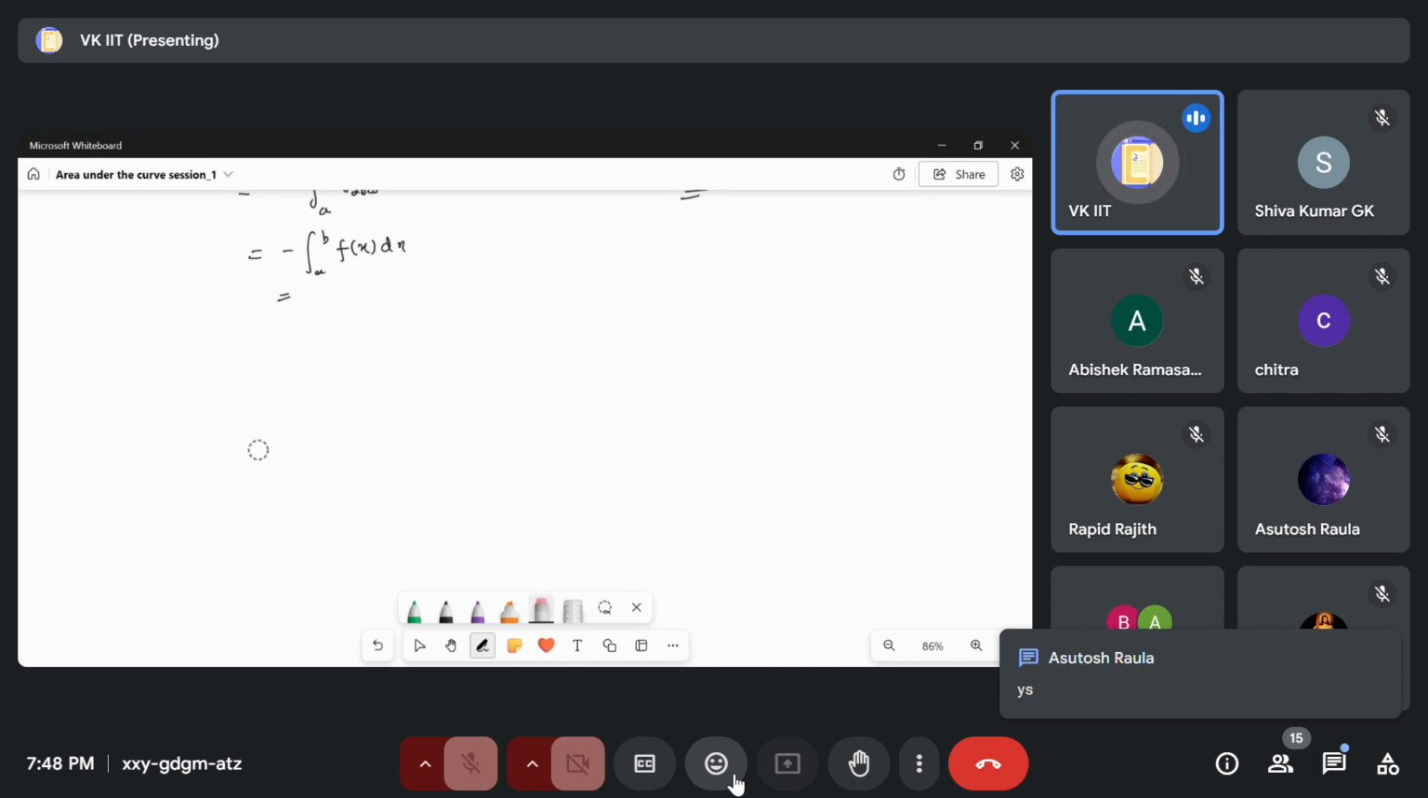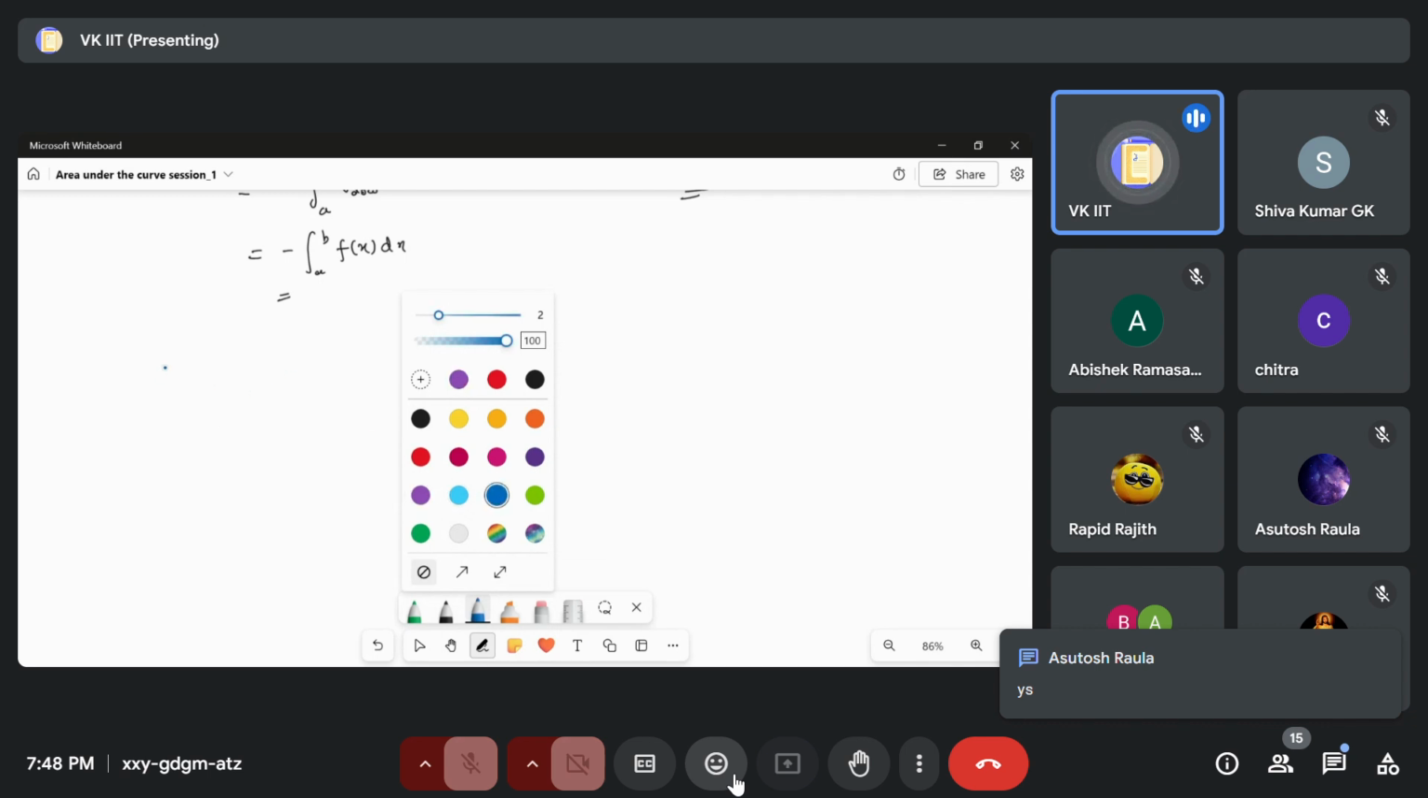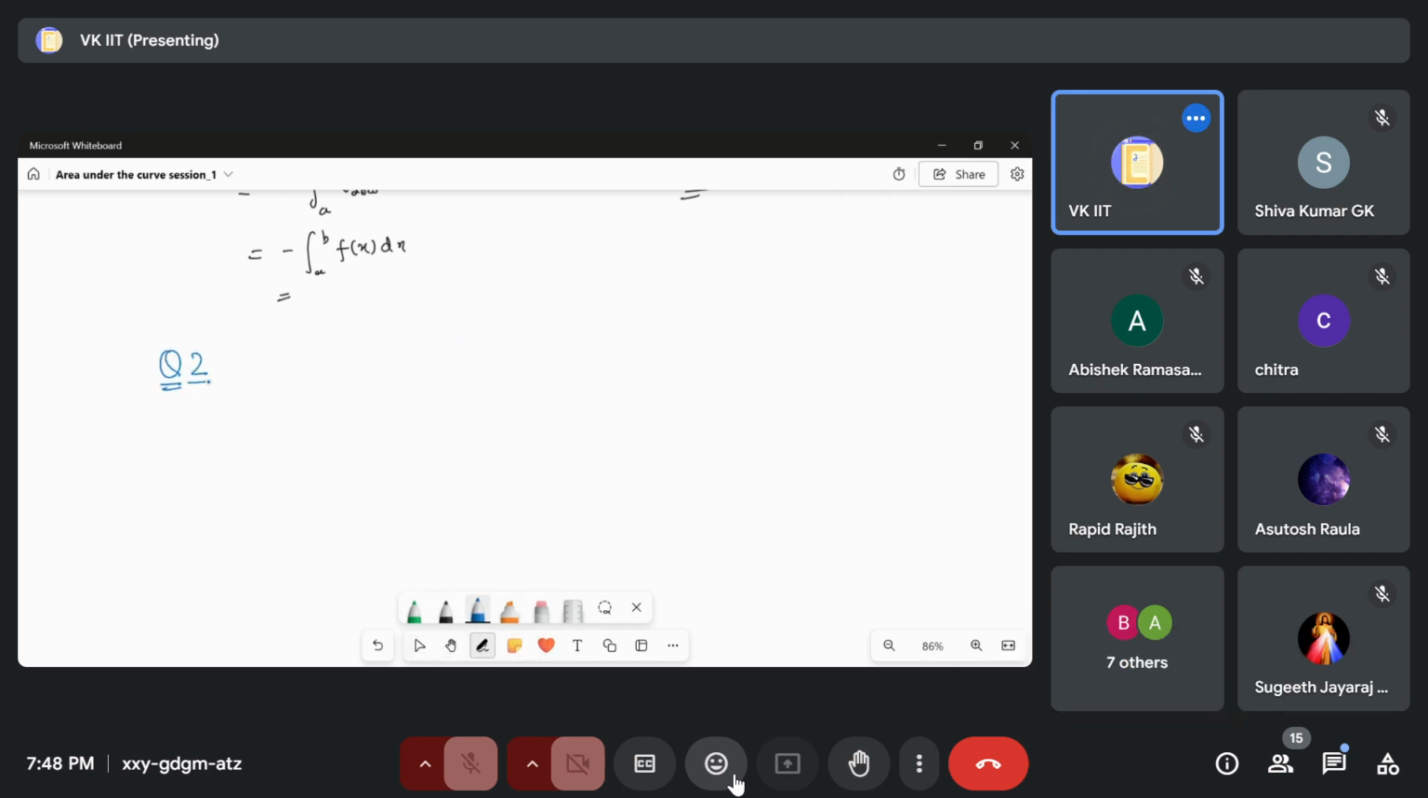Acha, why I'm drawing this curve? The question is saying, area between the curve y is equal to cos x function and x-axis, when x is varying between pi by 2 to 3 pi by 2.